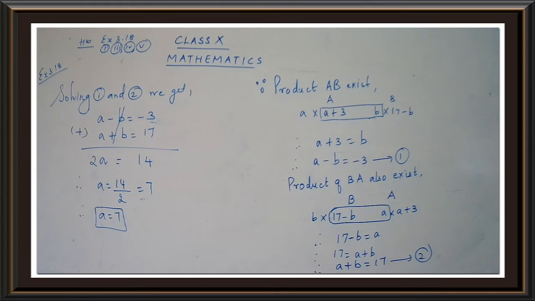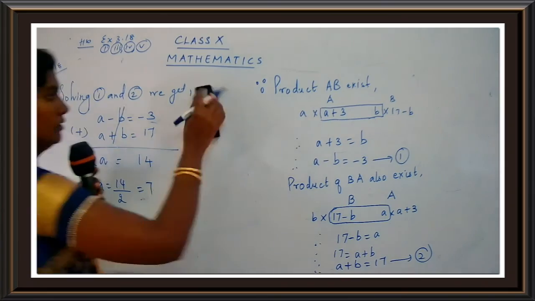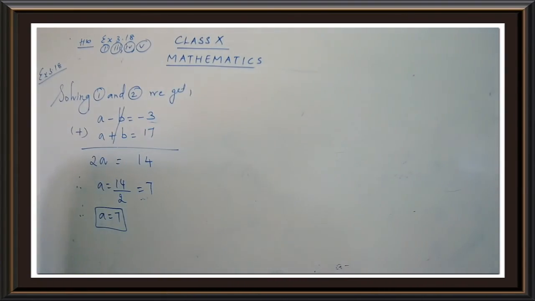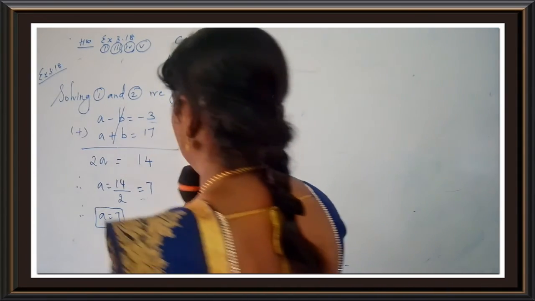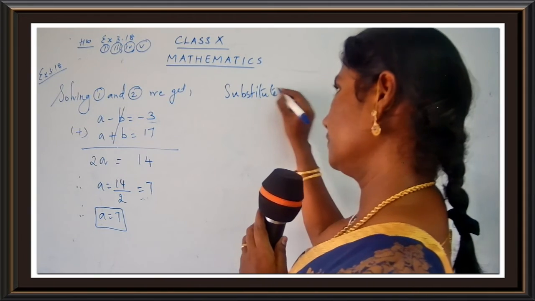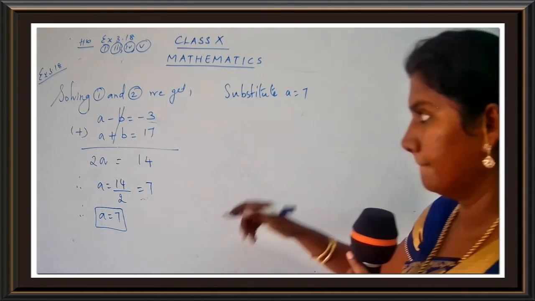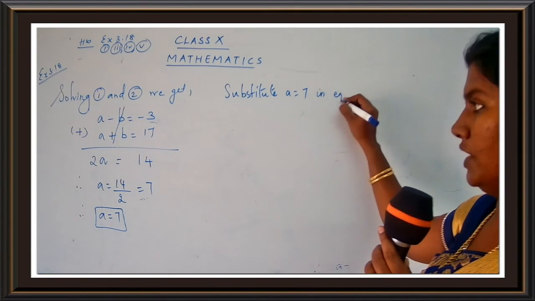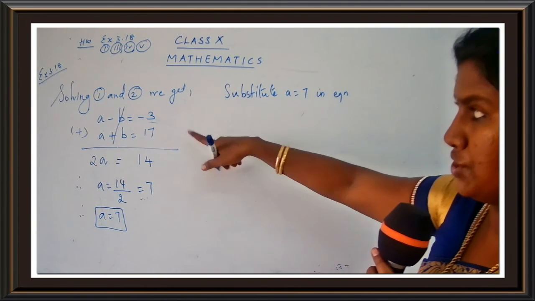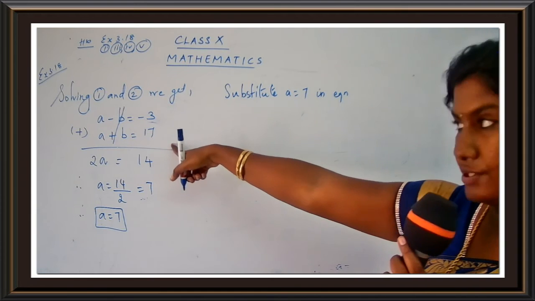Now let us go for the next one. It's to find out the value for B. You can just put the value for A in any one of the equations. You can just substitute in any one of the equations. Substitute A is equal to 7 in the equation. Okay, I am going to put in equation 2 because here I am dealing with a positive sign. So I will put in 2.